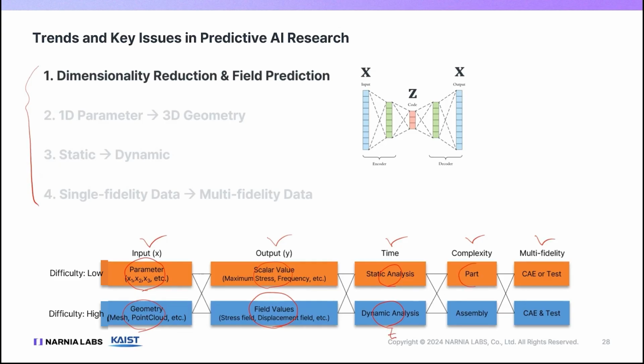And if what you're trying to predict is a single part, a single component, then it would be a bit easier. But if it's an assembly, then it gets more complicated. And if the data I'm trying to train on is single fidelity, for example, if it's KAIST data or test data, then it would be easier. But if you have to train both the CAE data and the test data together, then you need to consider multi-fidelity. With this background knowledge, the issues we're going to address are dimensionality reduction and field prediction.